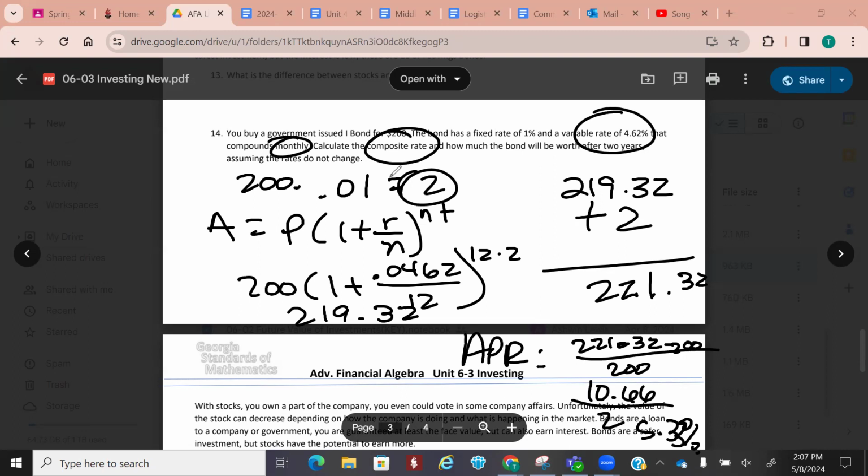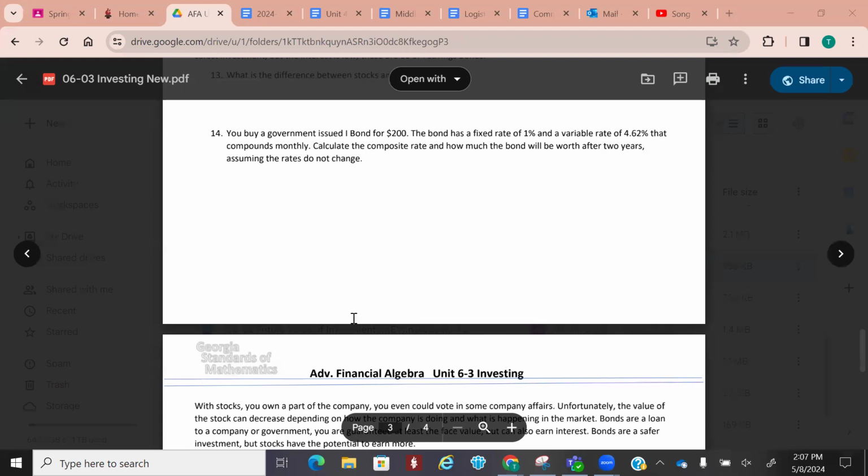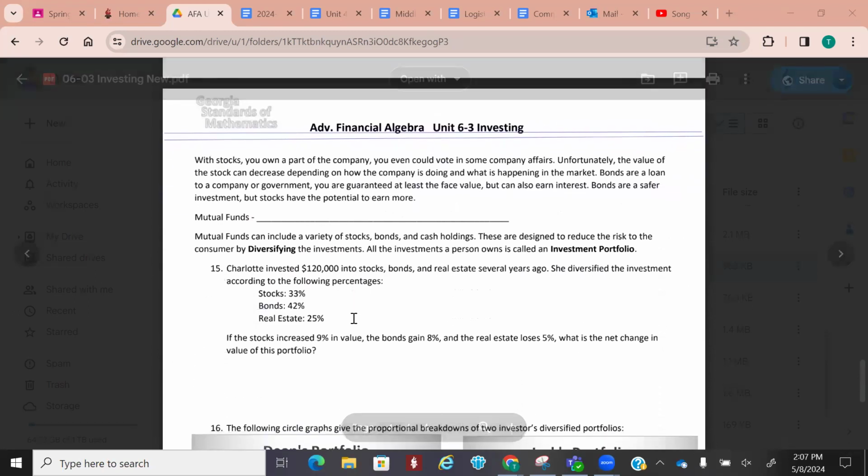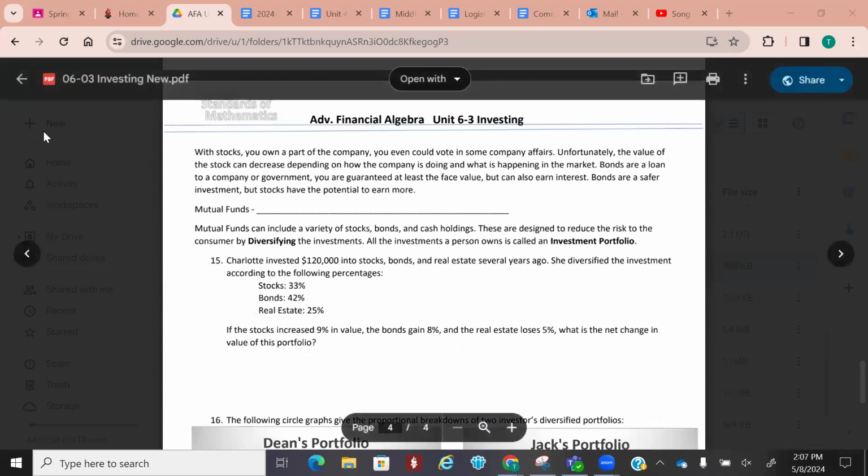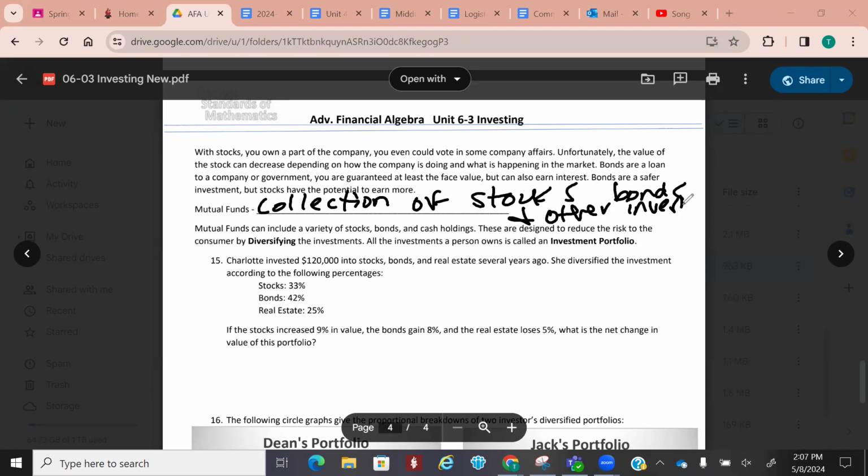Mutual funds is the last little section. Okay, I'm going to try to do this pretty quickly. So mutual fund. This is a collection of stocks, bonds, and other investment vehicles. Okay. Diversifying the investment is very important.